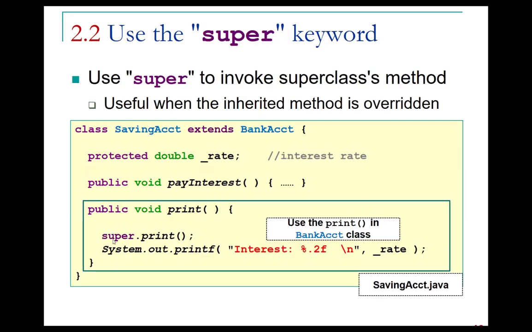Public void print. This super dot print is to call the bank account print method, and you print the interest rate separately. So this will print out the account number and the balance, and the last statement is added to print also the interest rate. This completes the print for the saving account.